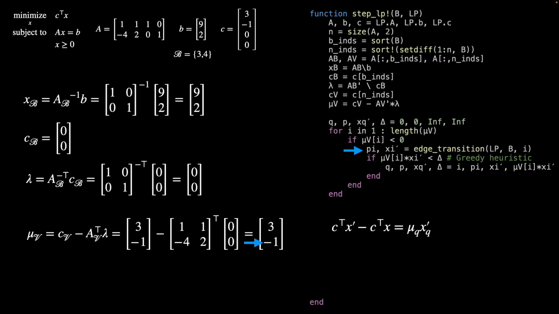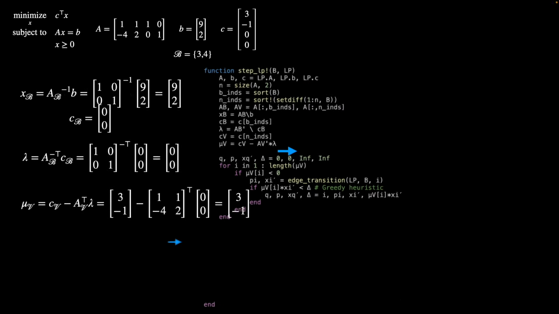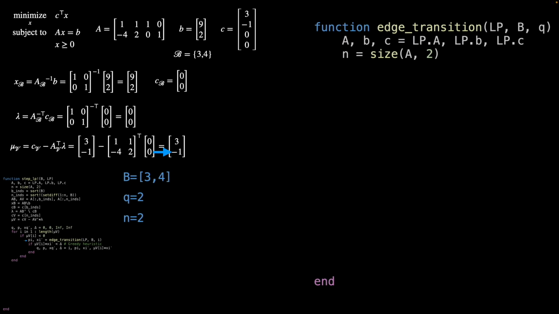Now we're looking for the PQ pair, right? So we want to solve that minimum ratio problem here to find the minimum ratio, which will give us that XQ prime value as well as the P value. We're going to do this inside of this edge transition function. So we're going to save our spot here. We're going to enter into the edge transition function. And now we are inside the edge transition function.